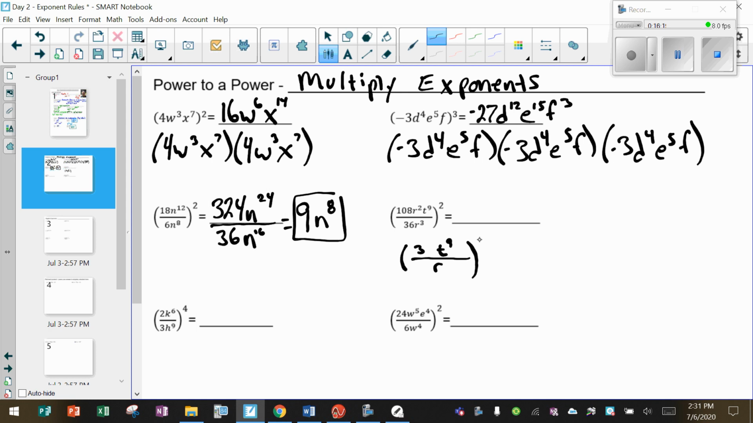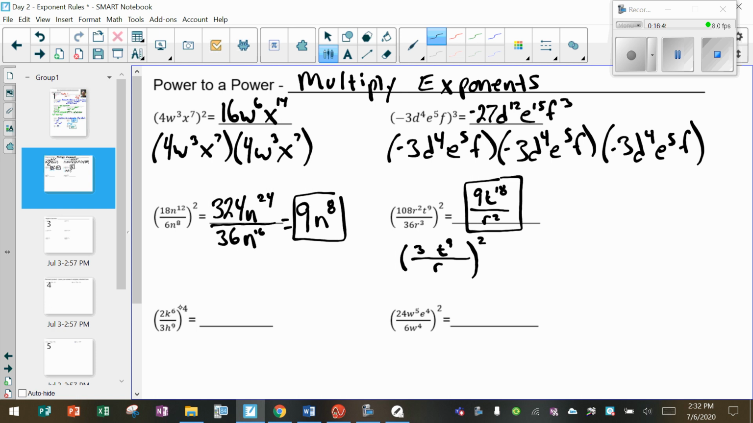So it's much less stuff to square now. Now I do 3 squared in the numerator, t to the 9th to the 2nd, multiply the exponents to make it 18. In the denominator, I square the r. So I simplified first and had less stuff to work with my exponent of 2. If the fraction inside the parentheses does not simplify, just do what we were doing before.